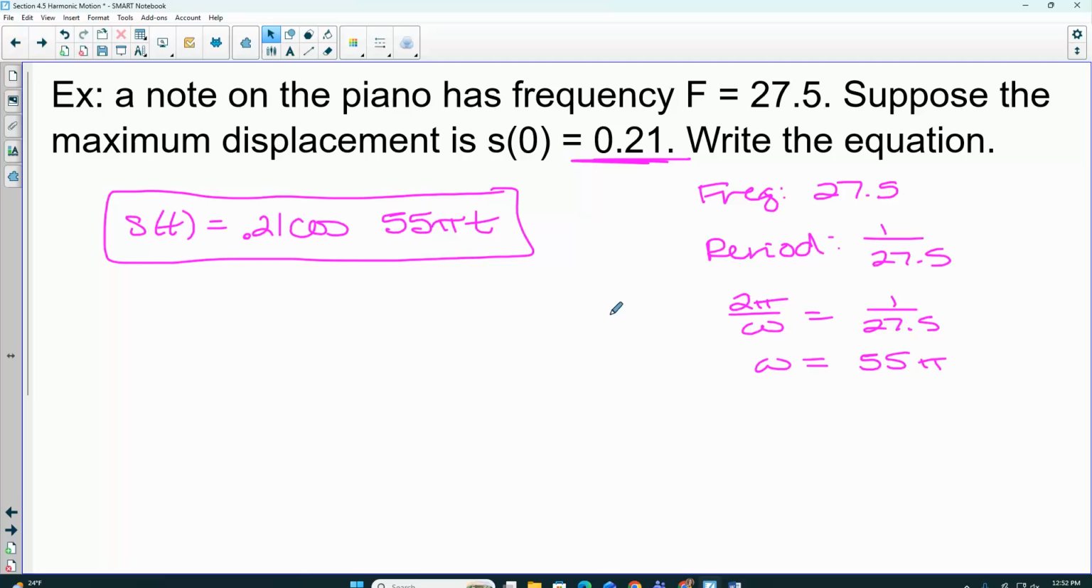Does that make sense? So it's kind of taking stuff that we've done before, but we're just attaching different words to it. Okay, we haven't talked about frequency before, but if we know the frequency, we know the period. We just think 2 pi over that number in front of x.